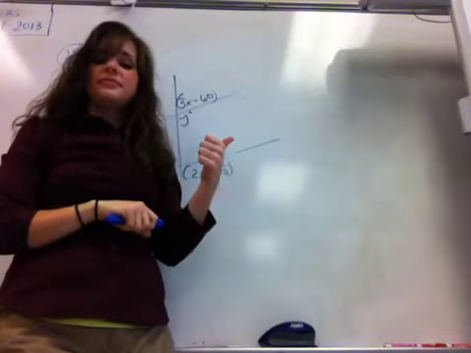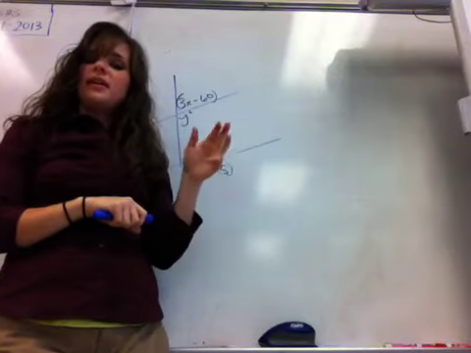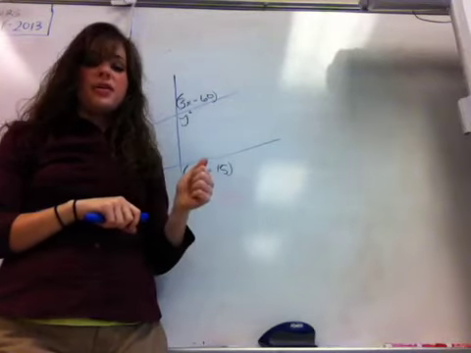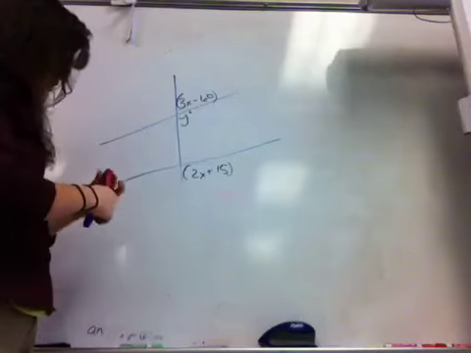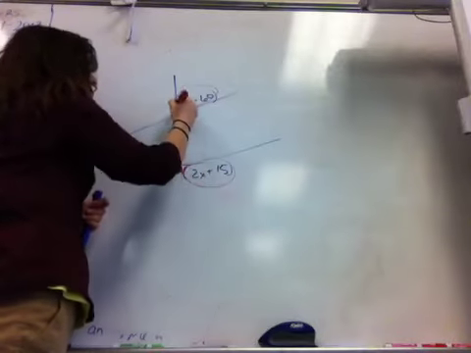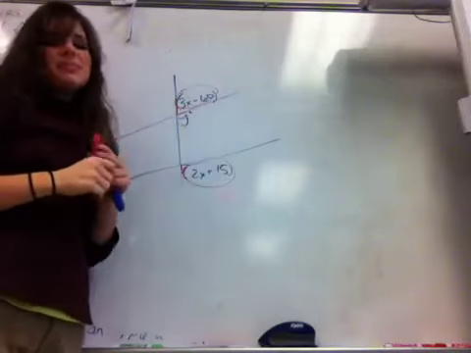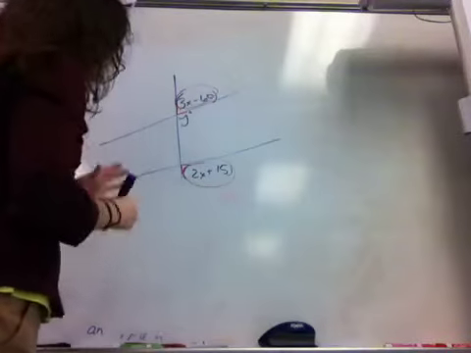Alternate interior, alternate exterior, consecutive interior, and corresponding. Do you know those? Do you know where they're located? Now you take a look at this picture, and my trick is take your x's with x's. Look at the location of those angles. Are those angles any special angles? They are not. Okay, not special ones right there.